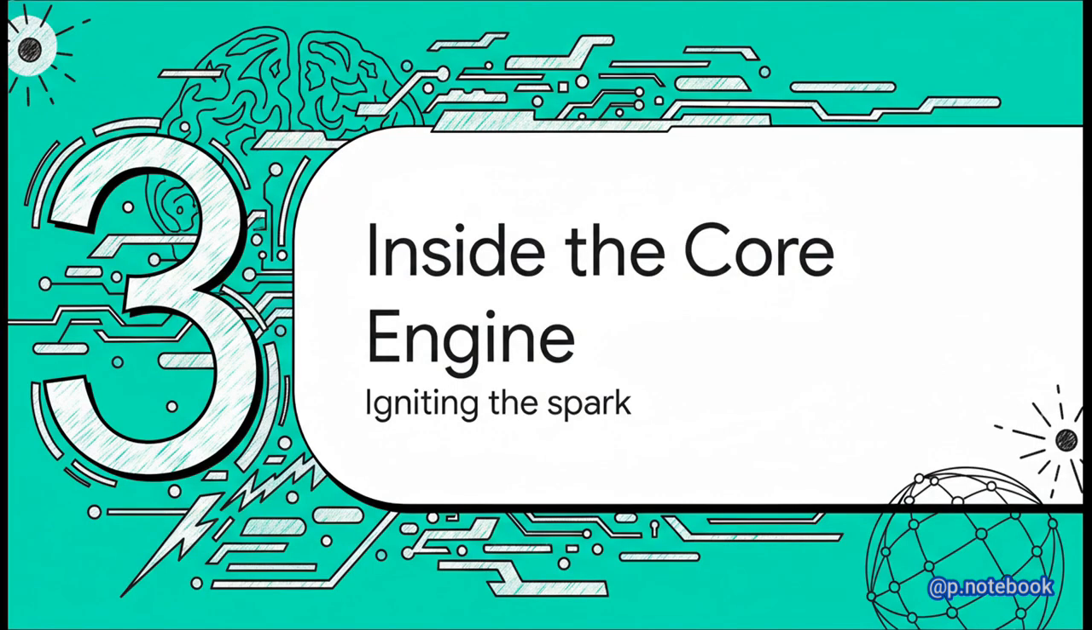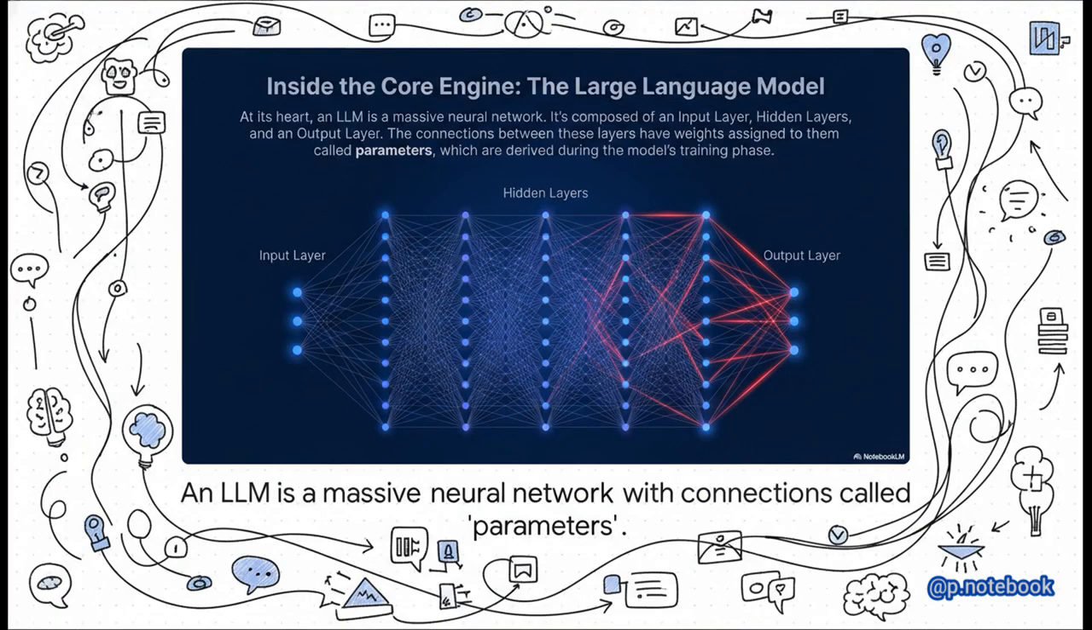All right, so we've checked out the Autobot's powerful body. Now let's look at the spark of intelligence itself, the large language model. This is where the real magic happens. So at its very core, an LLM is a gigantic, mind-bogglingly complex neural network. I want you to picture this web with billions, sometimes trillions of connections called parameters. They get fine-tuned over months of training, and that's what allows the model to process information.